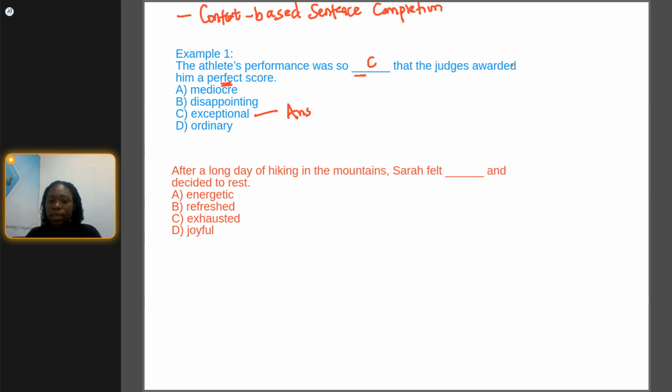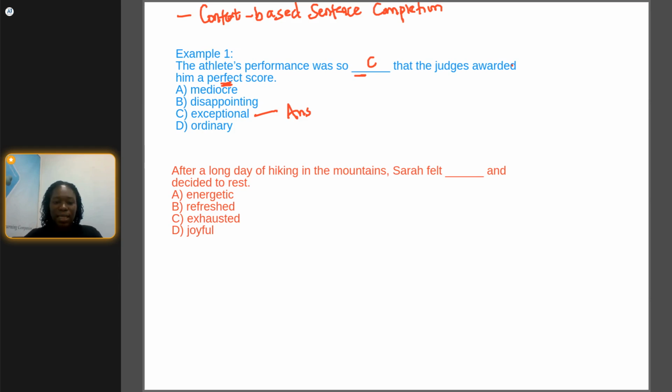Option C, exhausted. What can make someone get exhausted? That means the person must have done something tiring, something tasking. And if you're exhausted and you decide to rest, it's understandable because everyone will see it on you and they will start telling you that you actually need the rest. Then the fourth option, joyful, feeling happy and cheerful. Why are you joyful and you decided to rest after hiking? Does it fit? No, it doesn't fit.